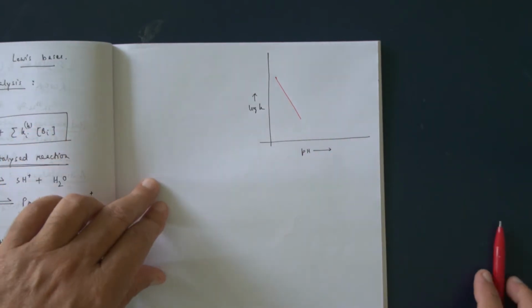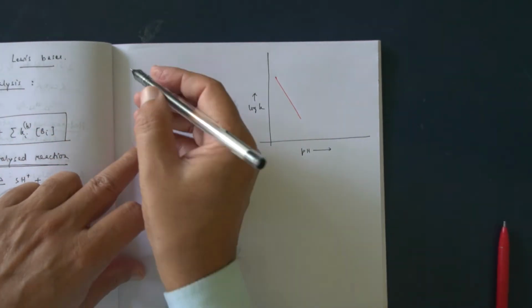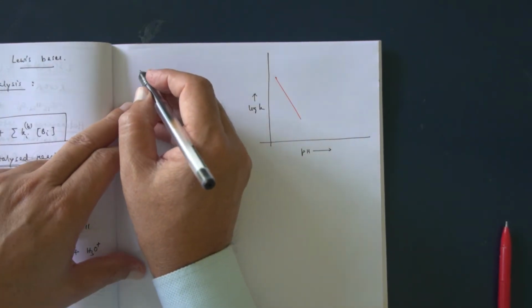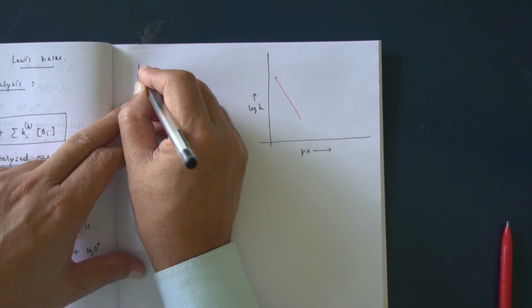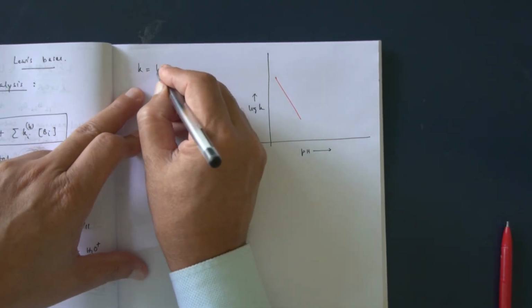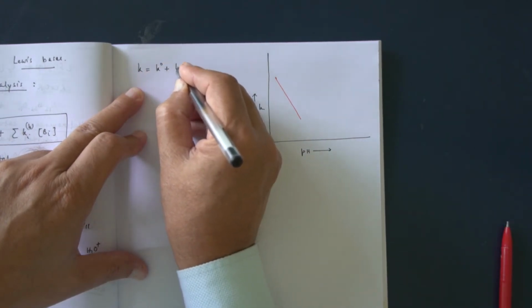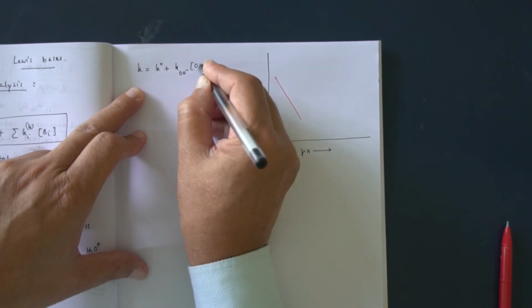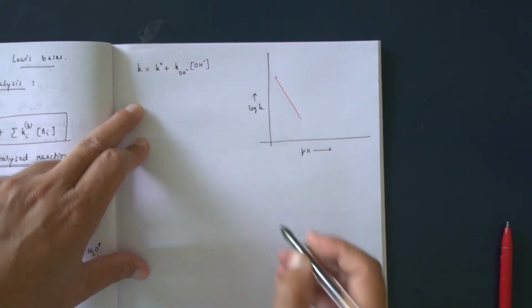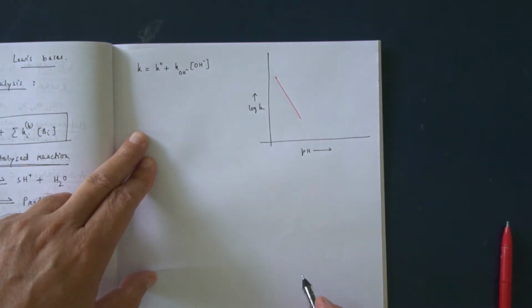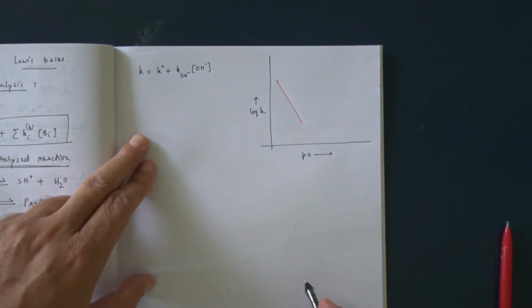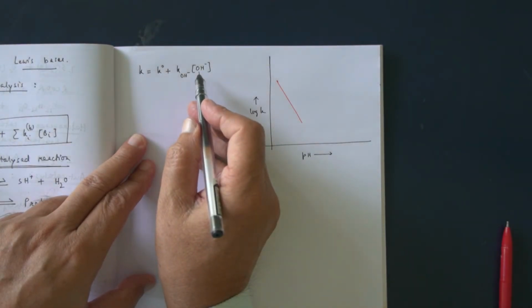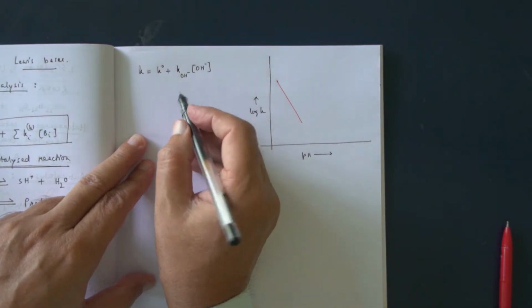Now say the reaction is catalyzed by base only, hydroxide ion. In that case, k will be equal to k0 plus k_OH[OH-]. Okay, specific base catalysis. The reaction is catalyzed by hydroxide ion. This is specific base catalysis.